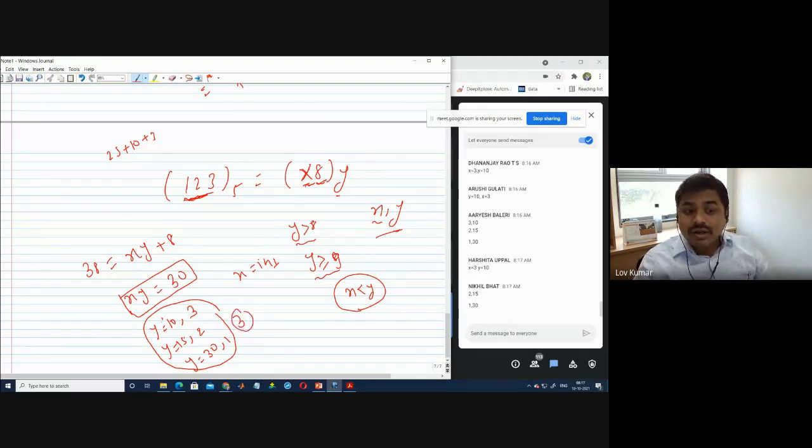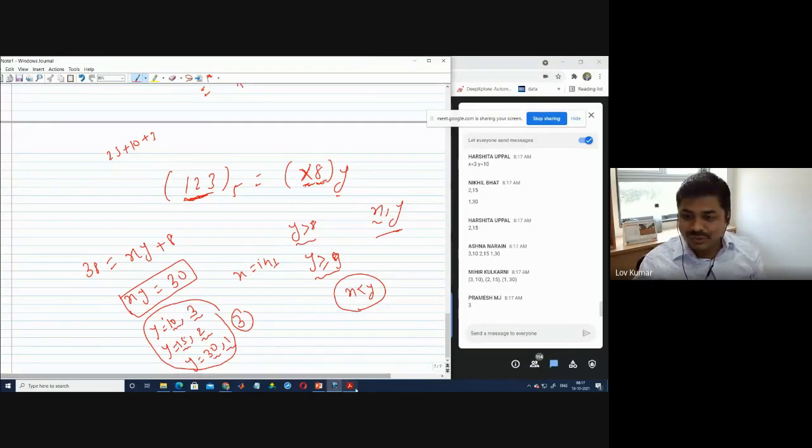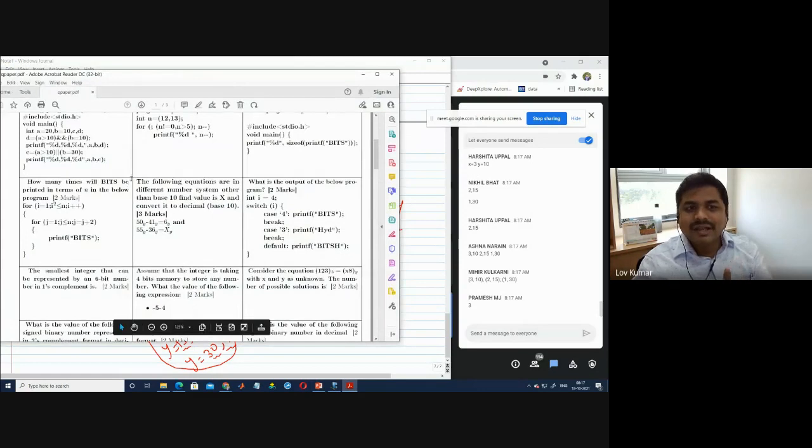Okay. So first one, y equal to 10, x equal to 3. Second one, y equal to 15 and x equal to 2. And third one, y equal to 30 and x equal to 1. So if someone will ask what is the total number of solutions, the total number of solutions equal to 3. Okay. Now at least you will try this question.